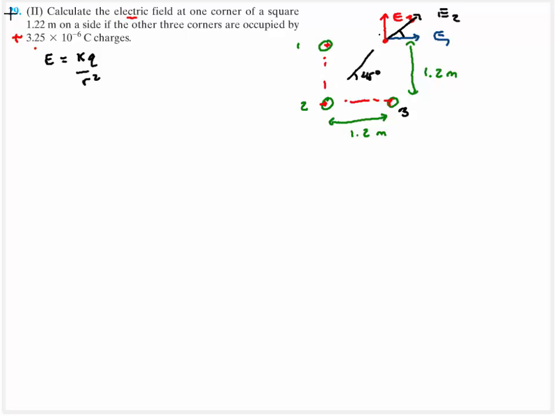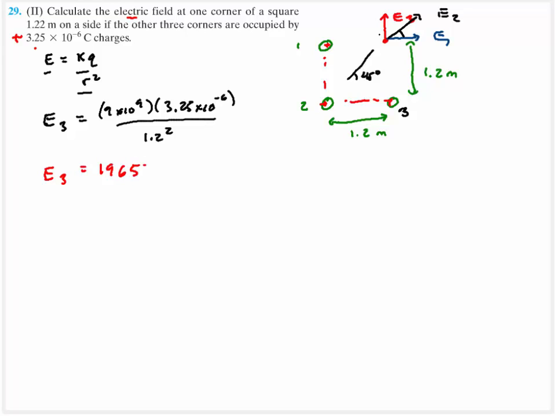Now what I also need to do is I say, well, electric field is simply going to be kq divided by r squared. I'm going to say E3. Well, let's go ahead and calculate that guy out. So 9 times 10 to the 9th. Go ahead and say my charge is going to be 3.25 times 10 to the negative 6. And the distance is simply going to be 1.2. And again, don't forget to square that guy. And we're going to say E3 is going to be equal to 19,652 newtons per coulomb. And this is just going to be in the y direction.